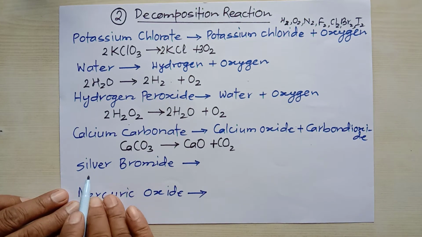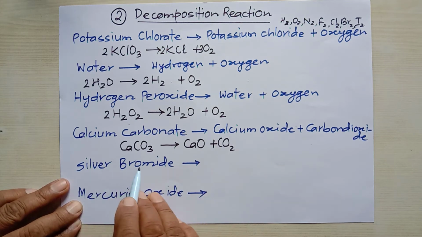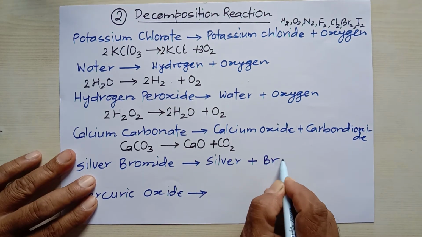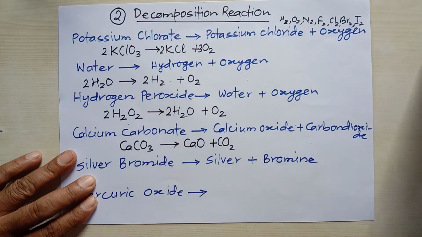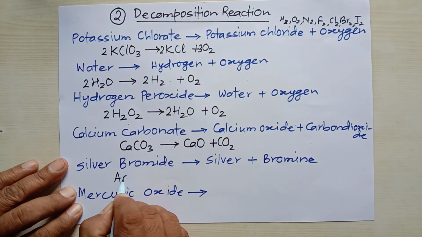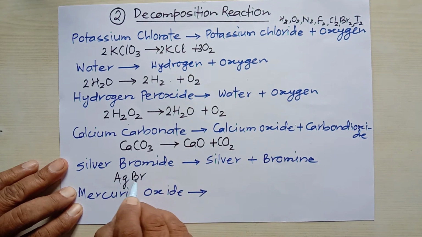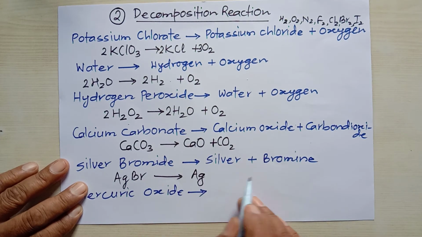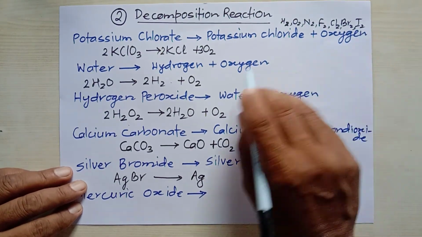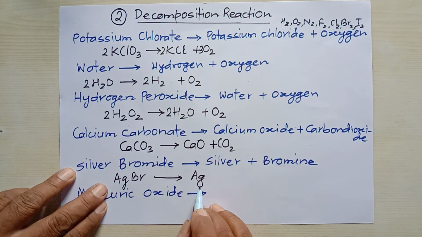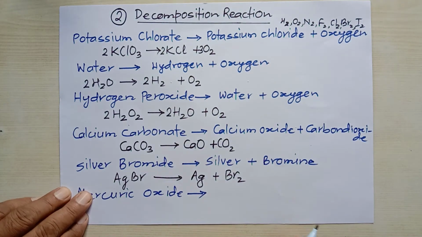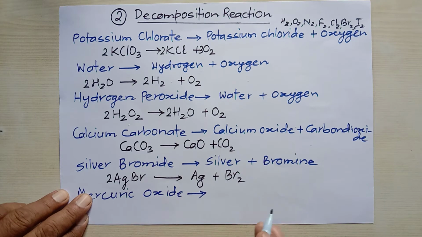Silver bromide, when silver bromide decomposes, these two elements separate from each other, that is silver and bromine. Now, how to write the balanced chemical equation? Silver Ag, bromide means bromine is combined, valency 1, 1, equal valency, no exchange. Now when silver comes out, silver is Ag, this is not diatomic. These only are diatomic. Again, I want to make it clear that these are the only diatomic ones. Ag is just Ag plus bromine, Br2, this is diatomic. Okay, now balance the equation. Bromine 2, bromine 1, if we take 2 here, bromine balanced. Silver 1, silver 2, if we take 2 here, then it is balanced.